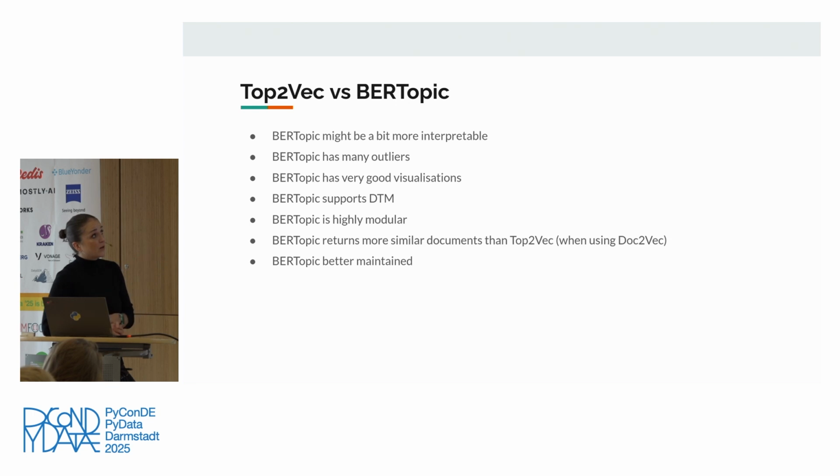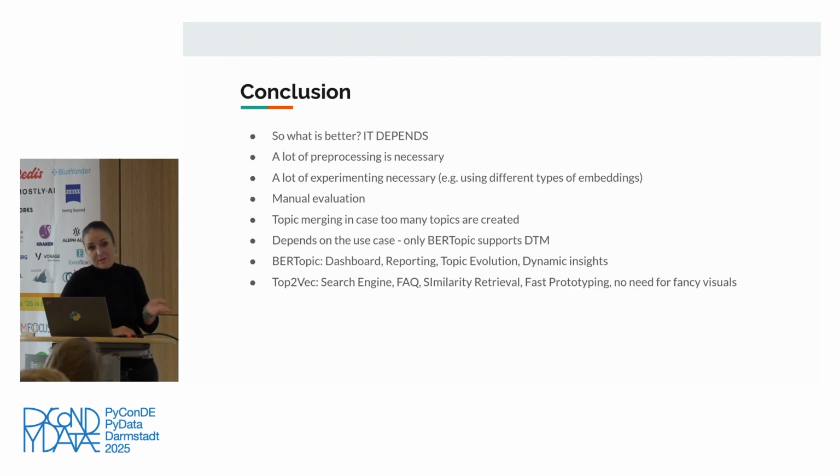So yeah, a very quick comparison. BERTopic might be a bit more interpretable. However, as I said, it has many outliers. But it has good visualizations, it supports DTM, it's highly modular, and it returns, in my personal opinion, from what I saw with this data set, more similar documents than Top2vec. But be aware that I used Doc2vec and not BERT embeddings. But for use case number 1, BERTopic worked really, really well. And BERTopic is better maintained. So it really depends on your use case what to use. Both libraries come with their pros and cons. So, conclusion: what is better? It depends.